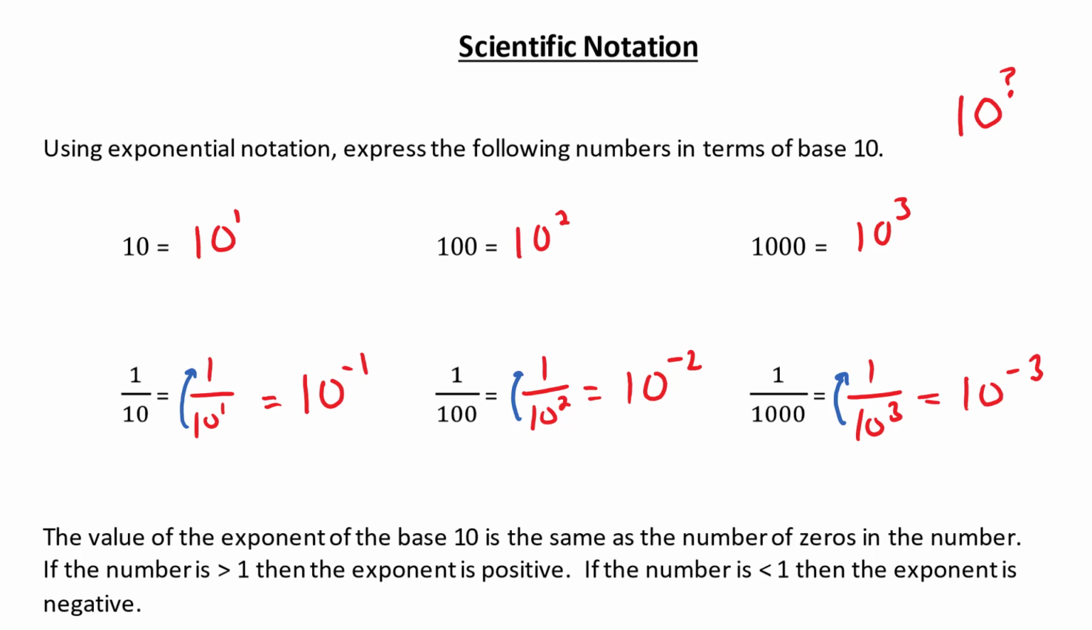What you can see here, the value of the exponent of the base 10 is the same as the number of zeros in the number. So here 1 zero, exponent 1. 2 zeros, exponent 2. 3 zeros, exponent 3. Same with these ones here, 1, 2, and 3. If the number in question is greater than 1, we have a positive exponent. These are all positive. If your number is less than 1, 1/10th, 1/100th, 1/1000th, these are all negative exponents.